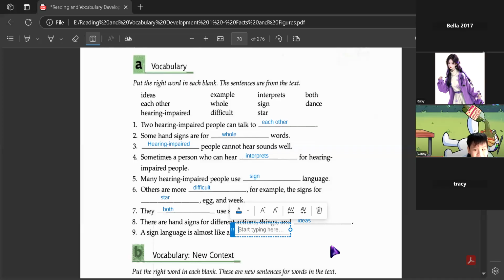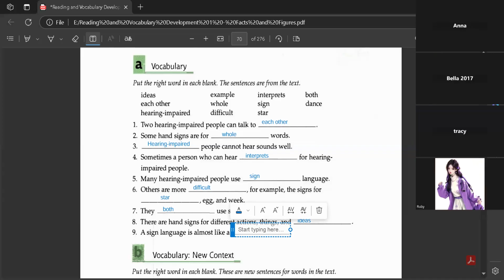I mean, sign language is somewhat like a sign. Nope, it's not. We are like a sign. Example. Example, no. Sign language, not... okay, example.